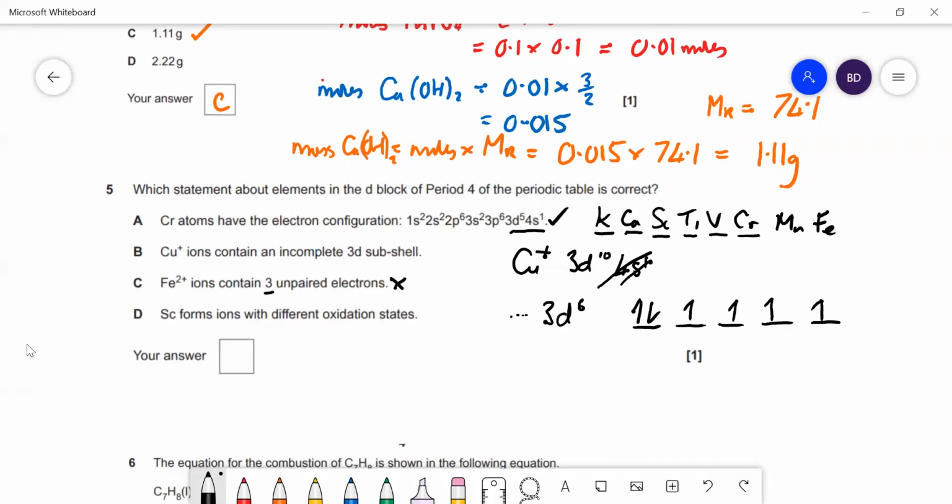Scandium forms ions with different oxidation states, which doesn't. Scandium has only got 1 electron in its 3d shell, and it always loses all of those electrons to form the scandium 3+ ion. It only ever forms a +3 oxidation state. So A is the correct answer there.